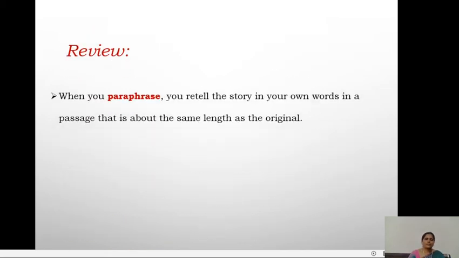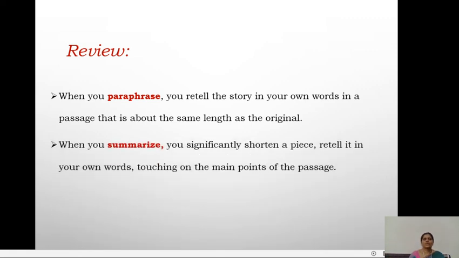Like a review. When you paraphrase, you retell the story in your own words in a passage that is about the same length as the original. When you summarize, you significantly shorten a piece, retell it in your own words, touching only the main points of the passage. So that is the difference. A paraphrase may be of the same length, it may be longer, but a summary is a short piece of the original text.